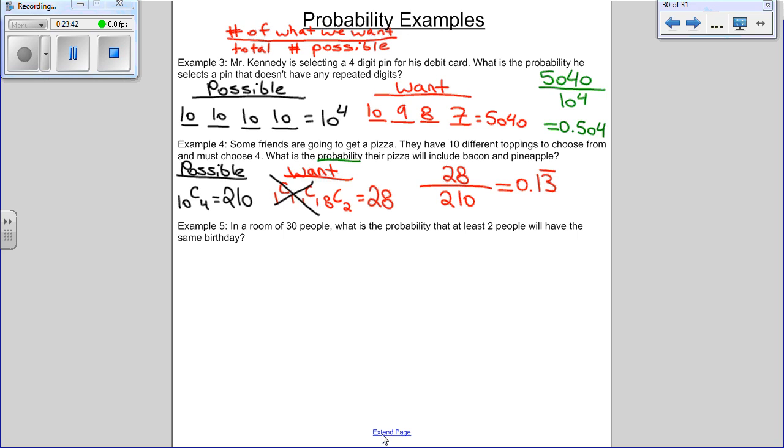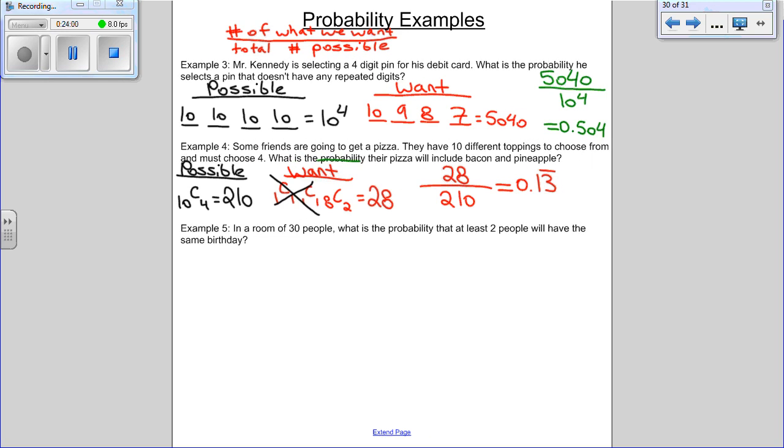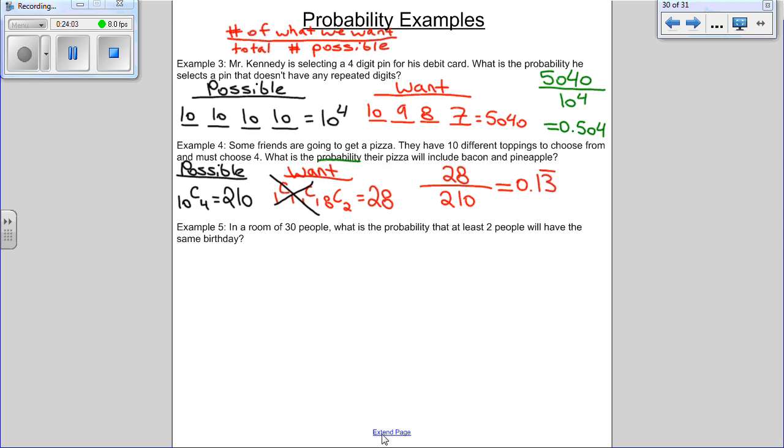So in a room of 30 people, what is the probability that at least 2 people will have the same birthday? At least includes a lot of different situations. That means we could calculate 2 people have the same birthday, or 3, or 4, or 5, all the way up to 30 different people having the same birthday. That's crazy. So when we see things like at least, what do we want to do to calculate it?